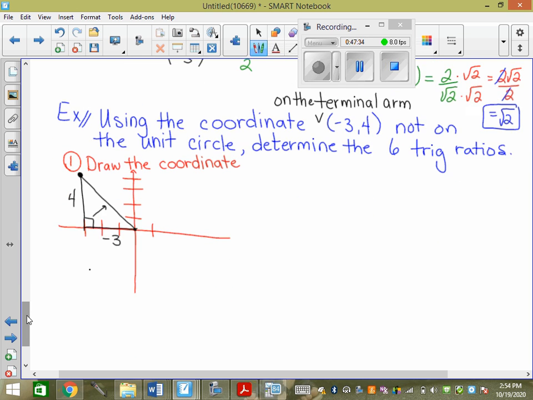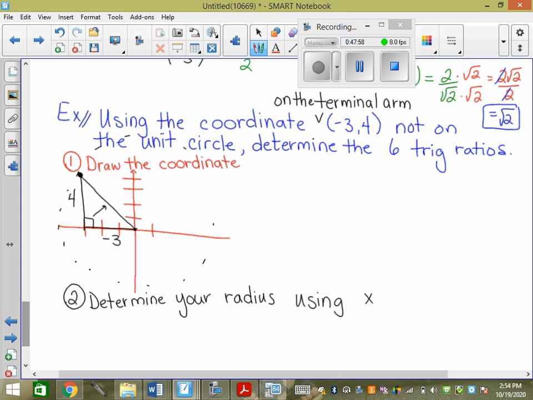So step 1, draw the coordinate. Step 2, determine your radius. It's called a radius on here because if I kept going around, that would make a circle, right? So determine your radius using x squared plus y squared equals r squared. You could technically do a squared plus b squared equals c squared, it's not a big deal. But we label it as an r, your radius.